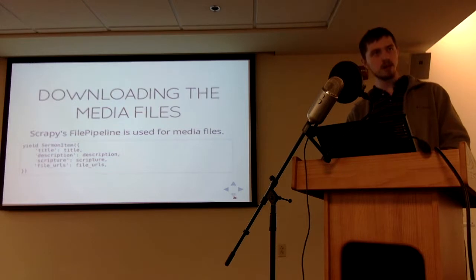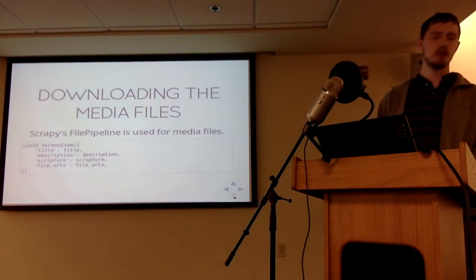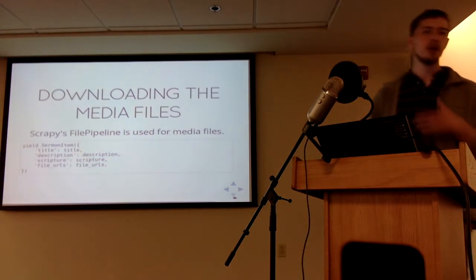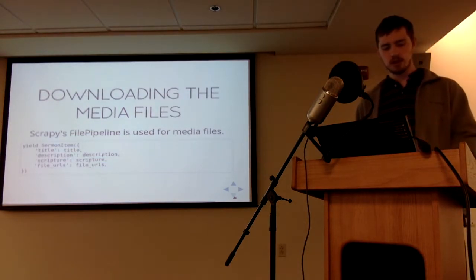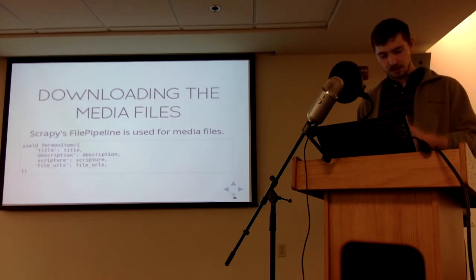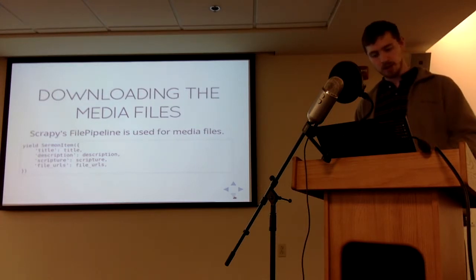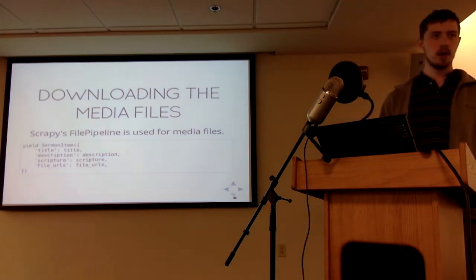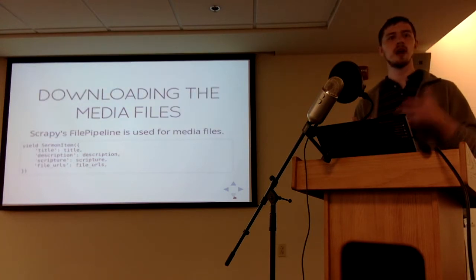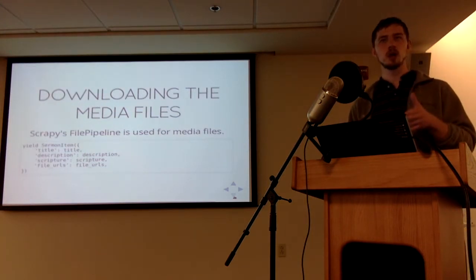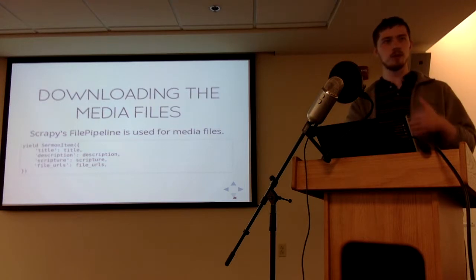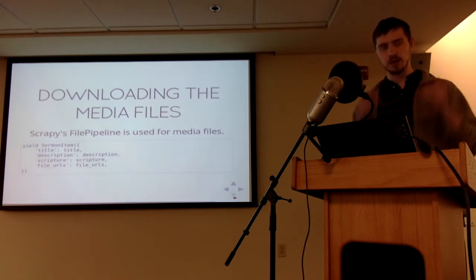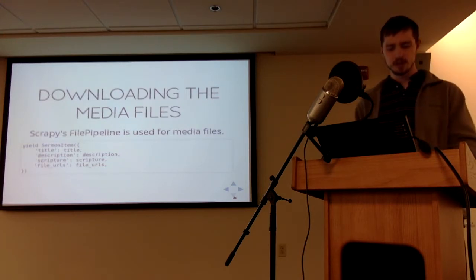There were a lot of media files along with the sermons that he has on there. So I used the file pipeline to handle downloading those. The file pipeline is basically you fill out a property on your item called file_urls. And then when the item reaches the files pipeline, it'll go and download those URLs, stick them in a folder of your choice, and then fill out in another field which files were downloaded and where they can be found on the file system.